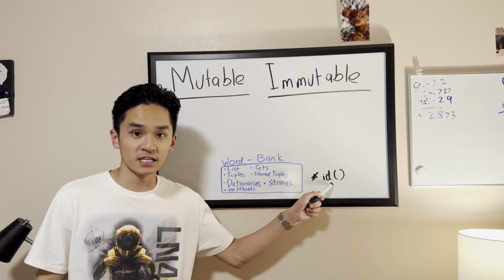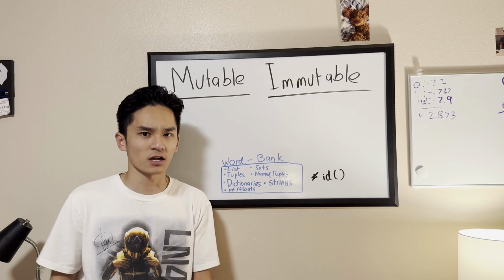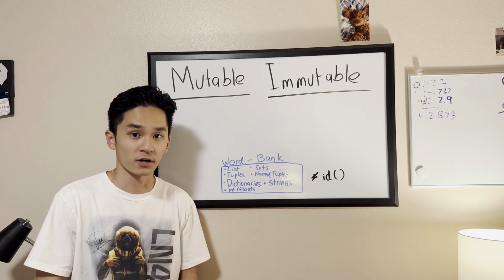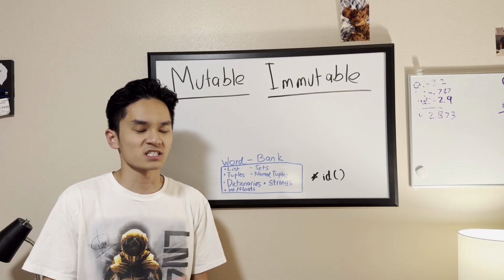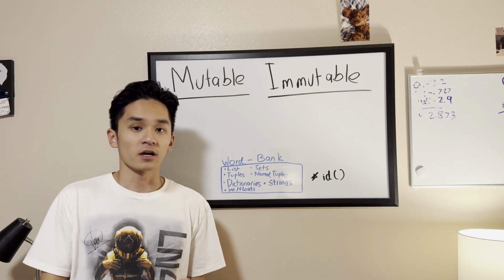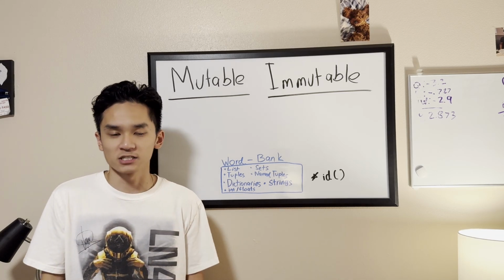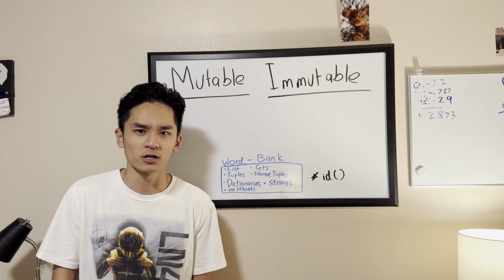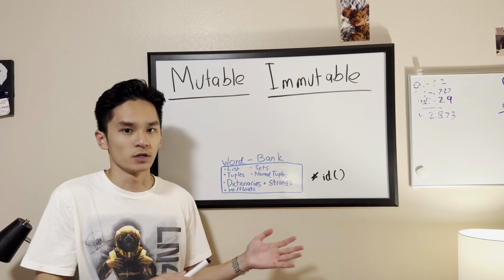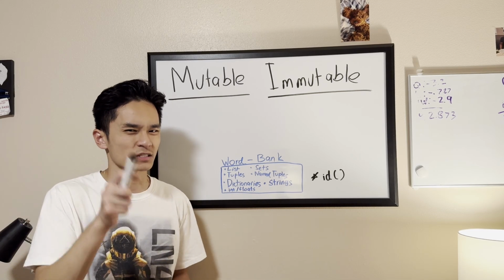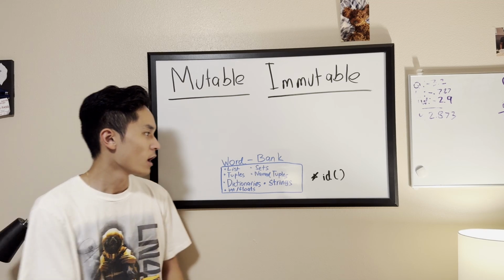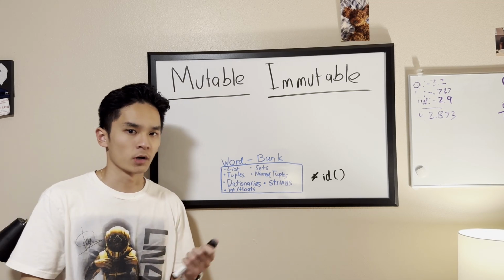We will be using the ID function to see if the ID changes or not to determine whether it's mutable or immutable. Now I'm going to go through this very surface level. Remember, if you want to look more into this, I suggest you read side books or look at other videos. I'm just going to be showing you what is mutable and what is immutable so you can get some more points on the exam.